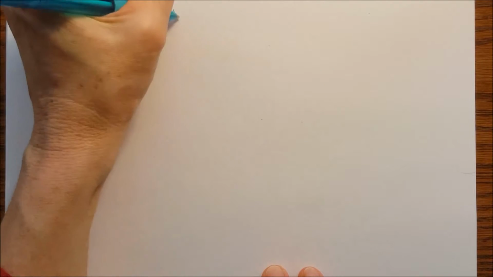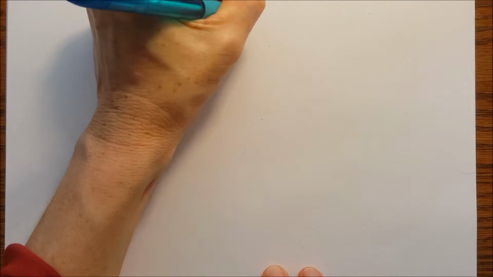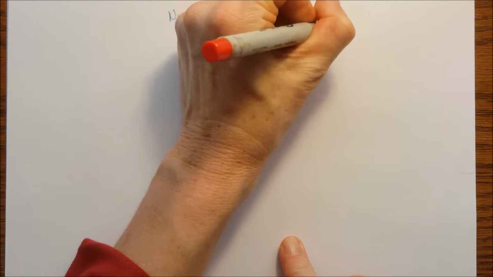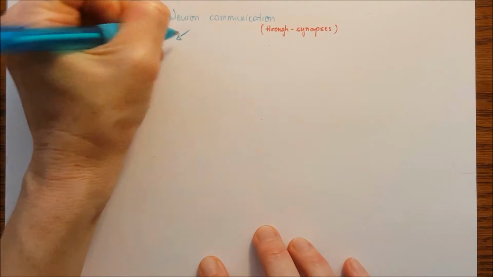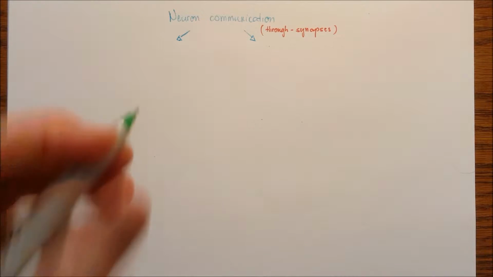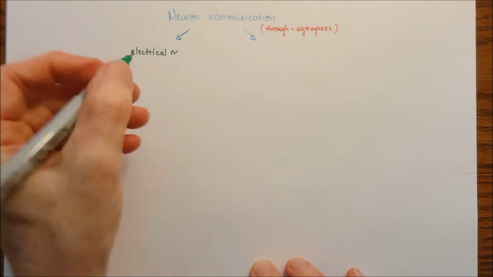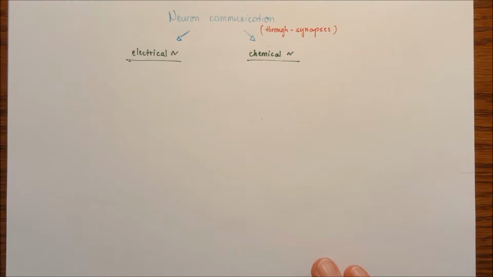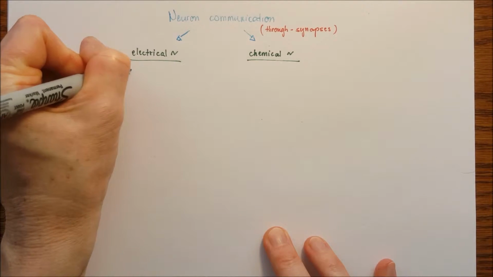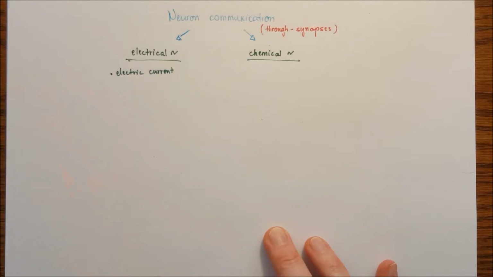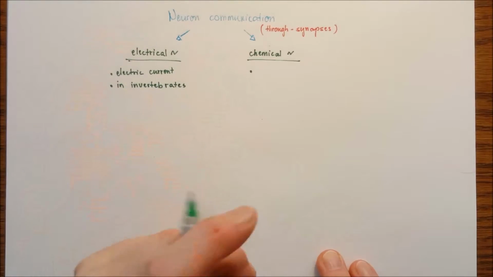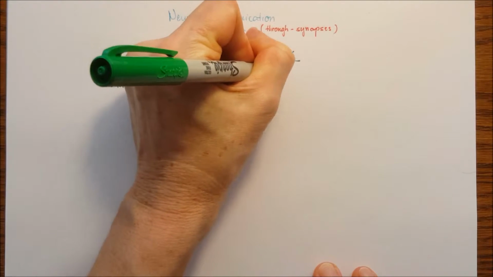So how do neurons communicate with each other and with other cells? They do it through gaps, and the gaps are called synapses. Neuron communication can happen through an electrical synapse or a chemical synapse. The electrical one lets electric current move from one neuron to another, and few electrical synapses occur in vertebrates, but many in invertebrates.